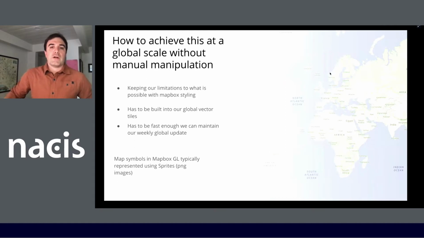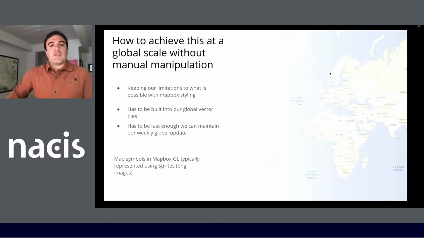So how do we go about achieving these symbol groups on a global scale in a vector tiled slippy map? We can't just place symbols in a nice grid manually. There has to be a way to automate it. We wanted to keep our cartographic limitations to what is possible with Mapbox styling syntax, and we want the symbol groups to be built into our vector tiles. Finally, it had to be fast enough computationally that we could update the globe on a weekly basis.